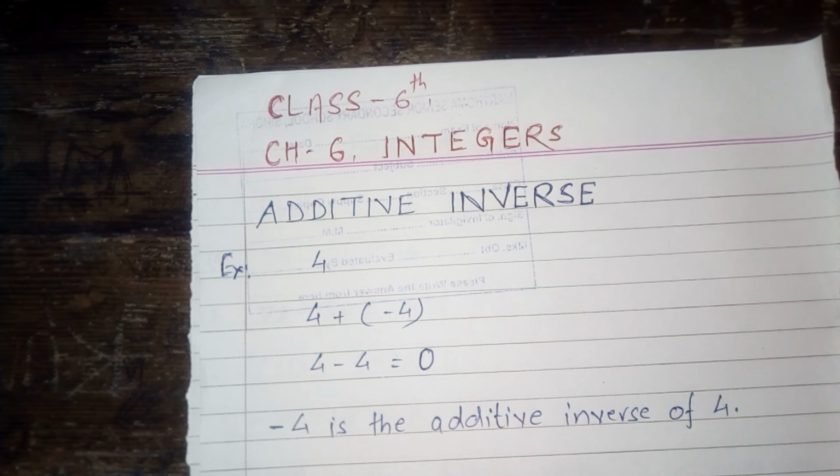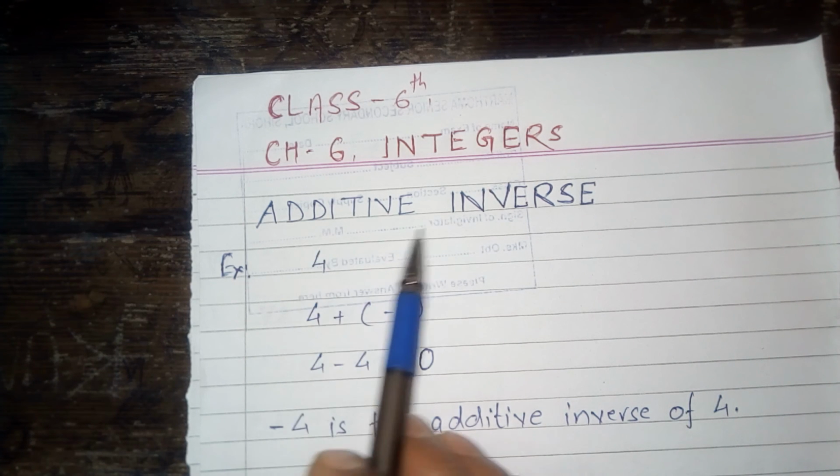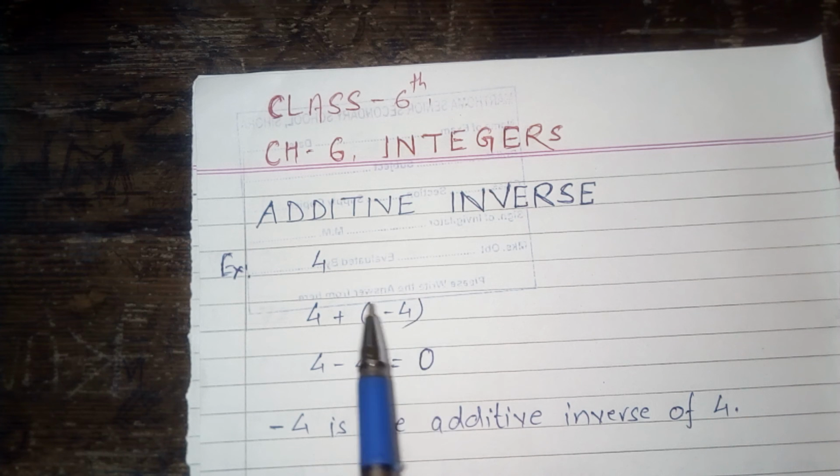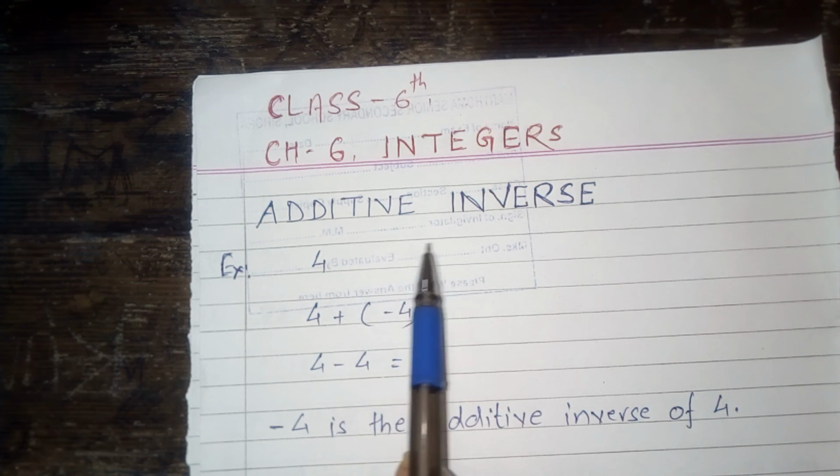As you know, my previous class was on addition of integers on a number line. Today let us discuss other basic points. Your first basic point is additive inverse. I want to give one example to you.